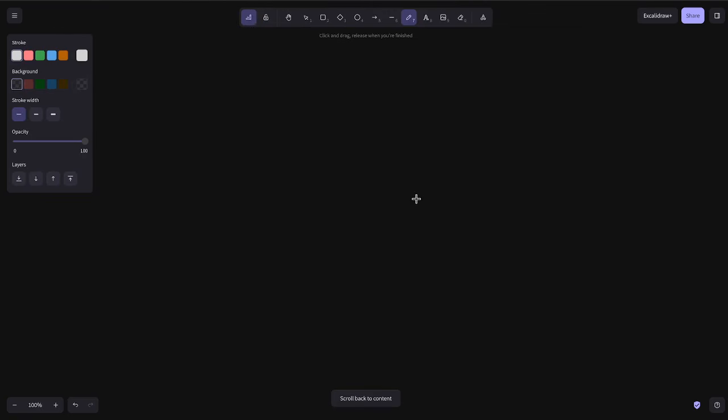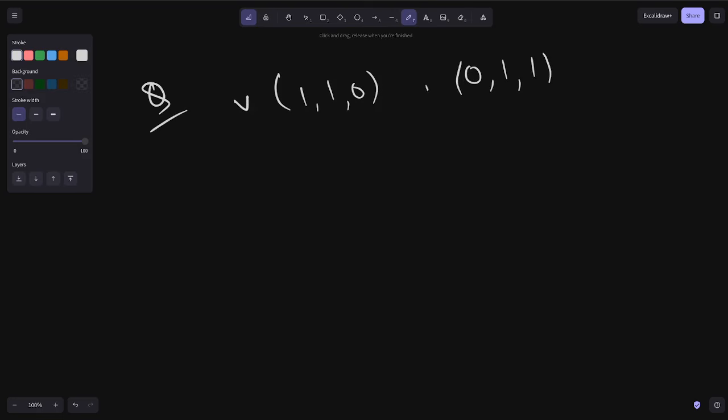Let me give you some sums to understand this. For example, I am giving two vectors 1, 1, 0 and 0, 1, 1. It is given that the linear combinations of v and w fill a plane. Find that plane. First of all, find that plane.